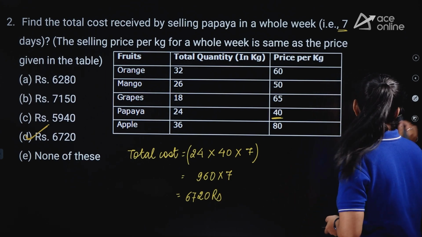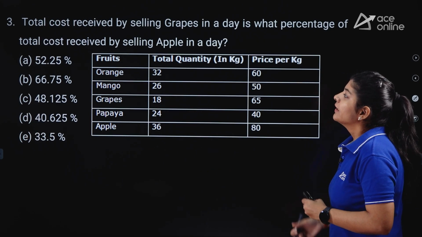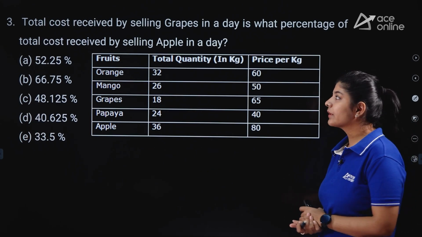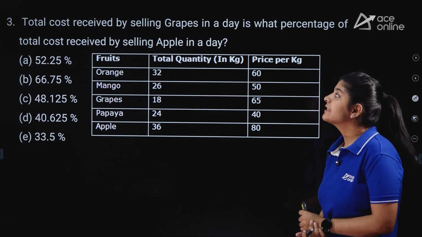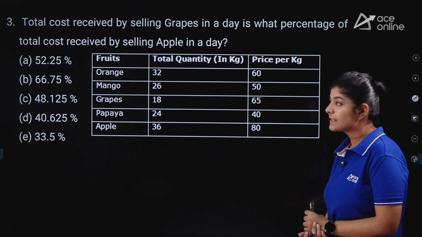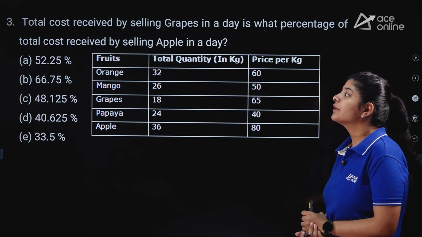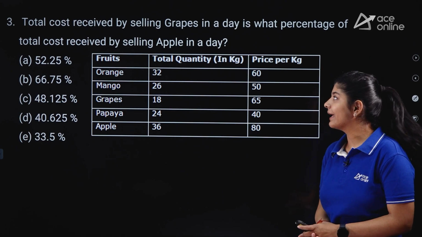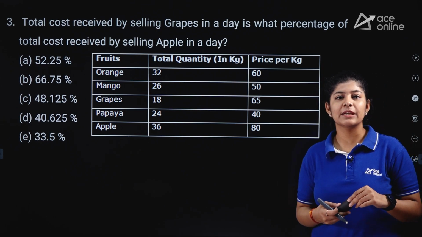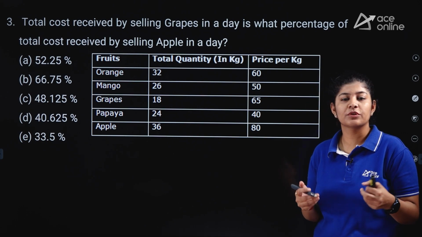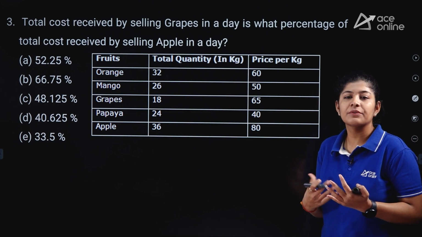This is a simple question, right? Okay, next. Now what we have to calculate? We have to find out the total cost received by selling grapes in a day is what percent of the total cost received by selling apple in a day. So basically we have to find out the percentage, not the ratio.